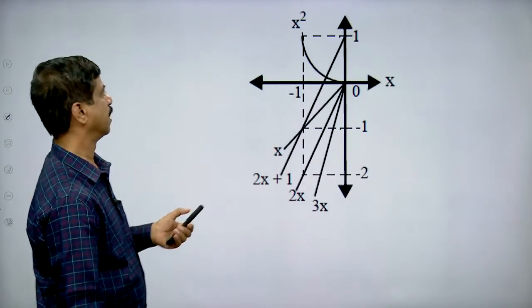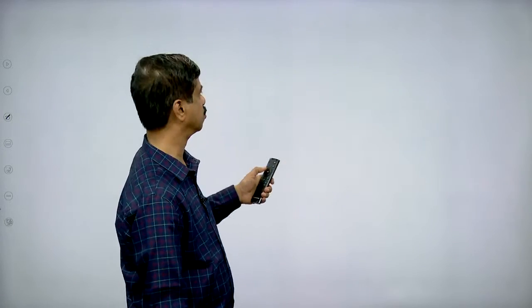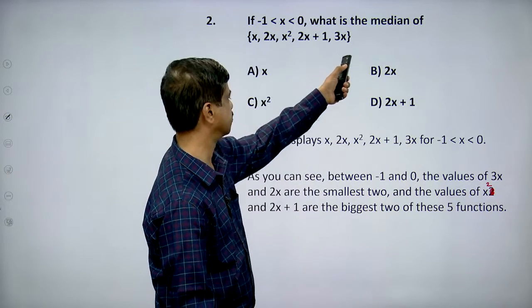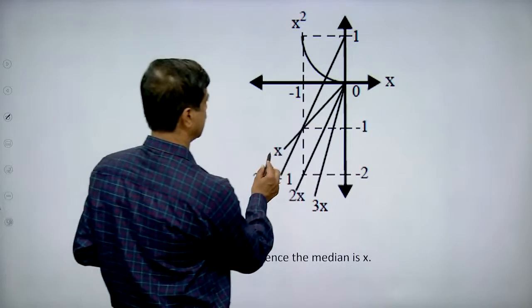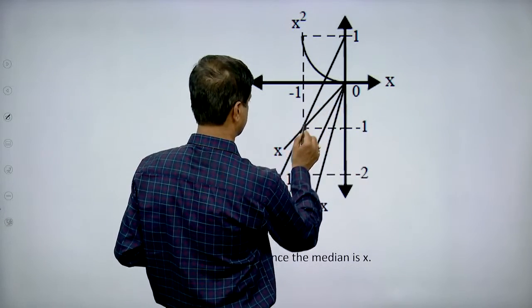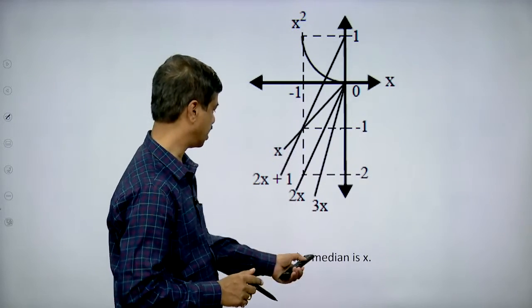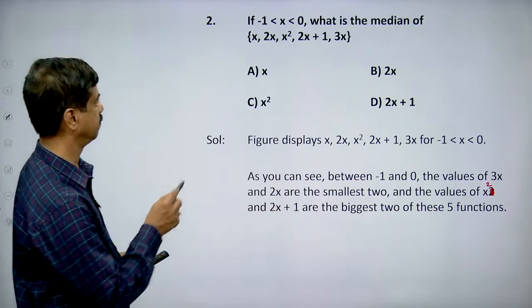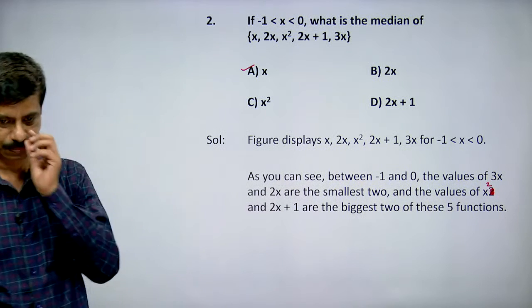Therefore, whenever we talk about these graphs, y equal to x, y equal to 2x, y equal to x square, y equal to x plus 1, y equal to 3x, the middlemost one that comes is y equal to x, the median. The one which is the median is y equal to x. Therefore, option A satisfies, right children? So option A satisfies. Please note this fast, quickly. Then we'll go to the next question page.